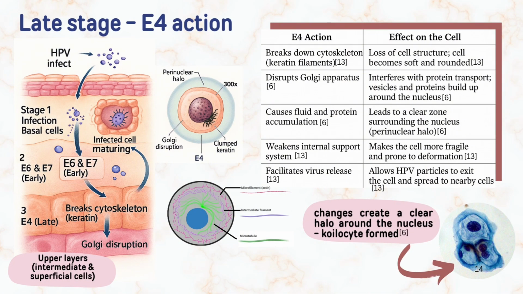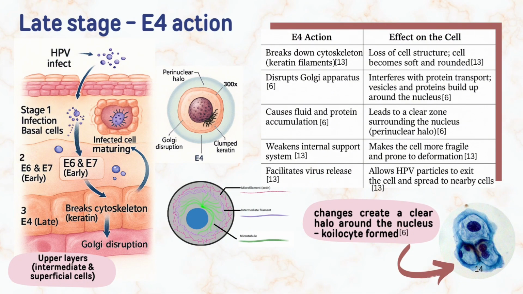After HPV infects the basal cell, the infected cell starts to move upward from the basal layer through the intermediate and eventually into the superficial layer. At this point, viral proteins like E6 and E7 are already active and damaging the nucleus, making it large, dark, and irregular. Now, once the infected cell reaches the upper layers, the virus starts producing a different protein, which is E4. E4 acts in the late stage, specifically in intermediate and superficial epithelial cells.